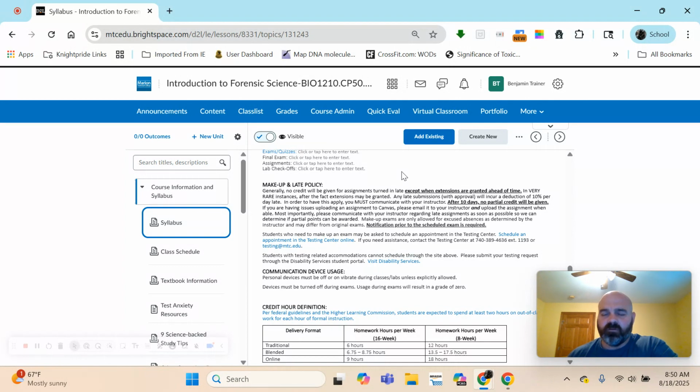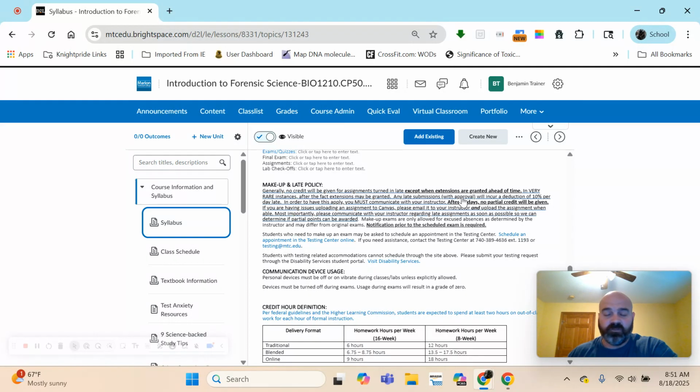So if there's something that is occurring, if there's some type of extenuating circumstance, please let me know. The earlier you let me know, the better I am able to work with you and give you that opportunity to make those things up outside of our window. So again, in very rare circumstances, after the fact, extensions may be granted. Anything that is turned late without approval, this is important. If you just decide, "Oh, I'm not going to do it today, but I'll turn it in tomorrow," that's going to be a zero.